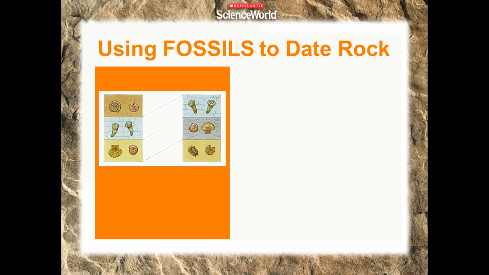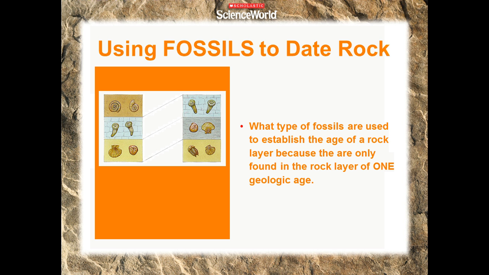Evolution. We then use fossils to date the rock. So not only are we digging in the fossils to understand how it's changed, we're also looking to see how old the rock layers are to determine how old the organisms are, how far back they lived, how long the change occurred, and even how old our Earth is. Now, what types of fossils do we use to establish the age of a rock layer? And we use these fossils because they're only found in one rock layer, or rock layer of one geologic time.